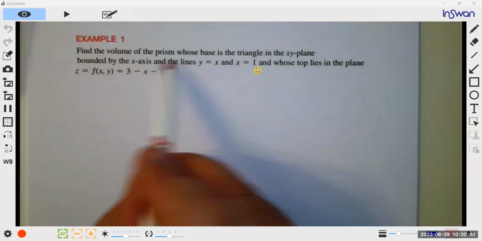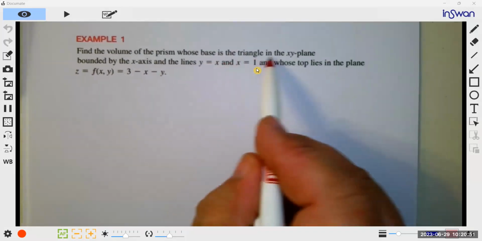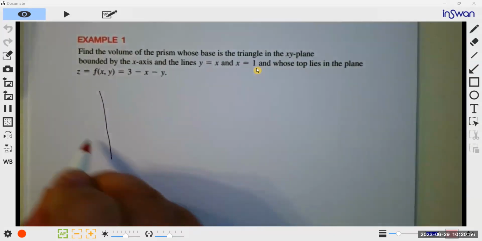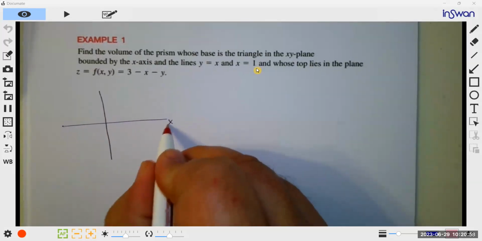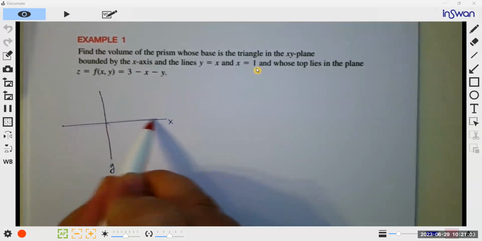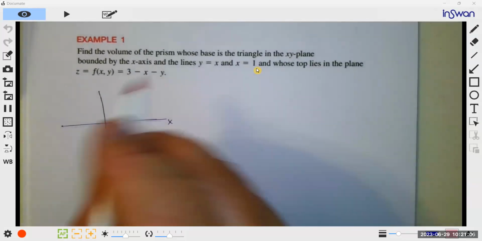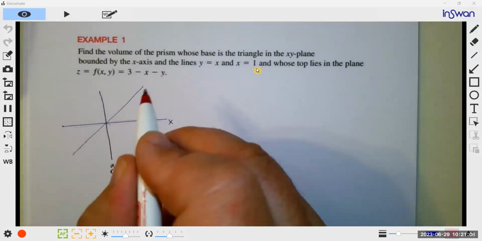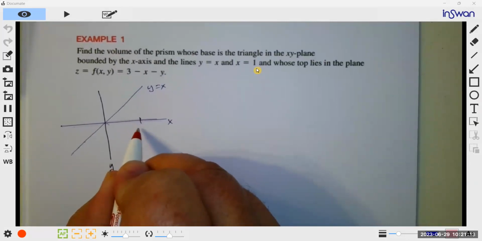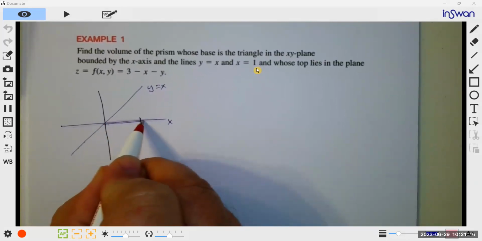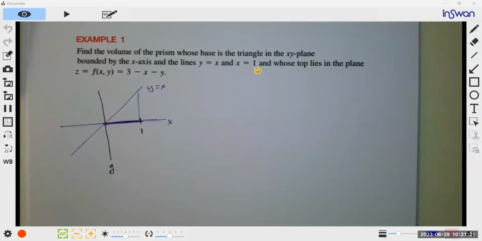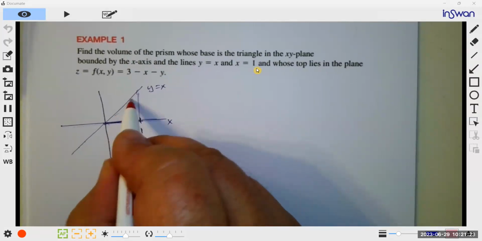Find the volume of the prism whose base is the triangle of the xy plane. So let's look at that. We have the xy plane bounded by the x-axis, the line y equals x, and x equals 1. So we're looking at this region here of the prism.